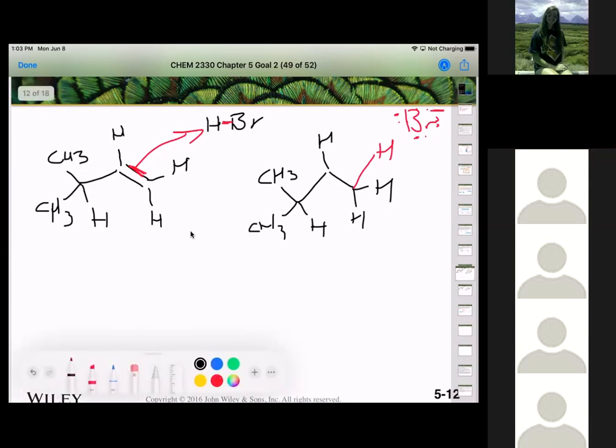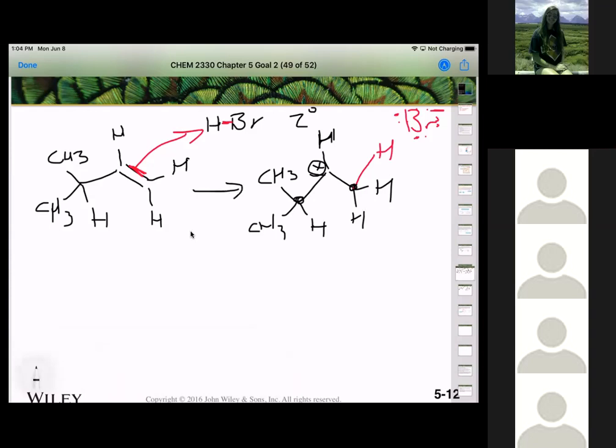We've now created our carbocation here, and that's our secondary carbocation. Okay, we have 1 carbon attached to it, 1 carbon attached to it, and 1 hydrogen attached to it. So 2 carbons, 1 hydrogen, secondary carbocation. Okay, so that's the first step here.